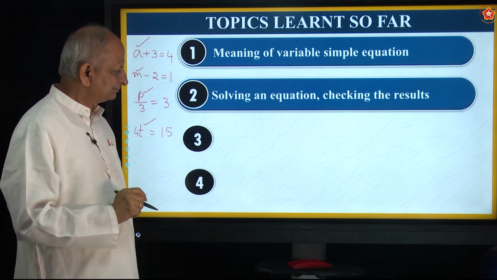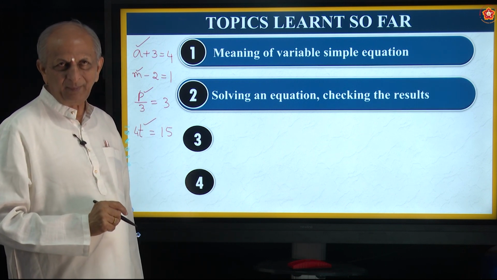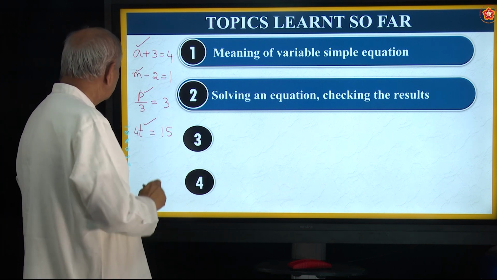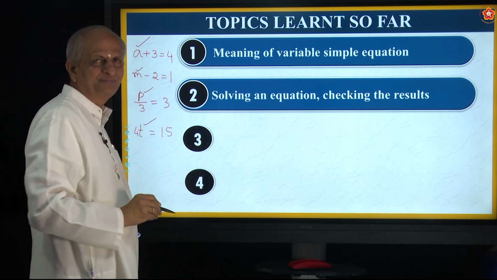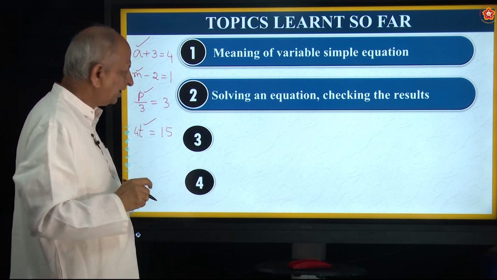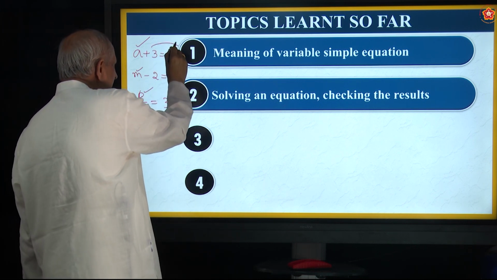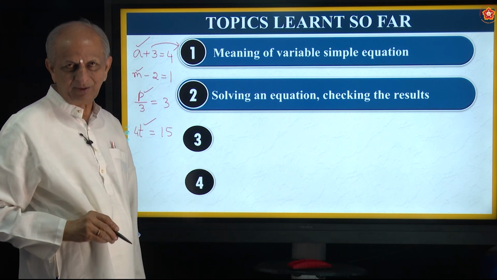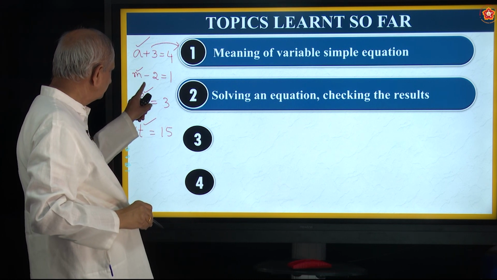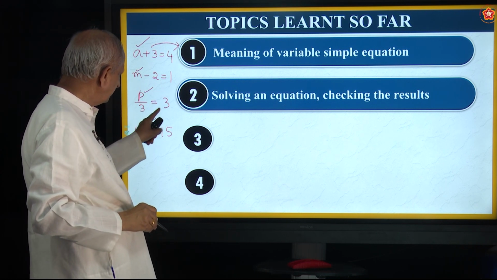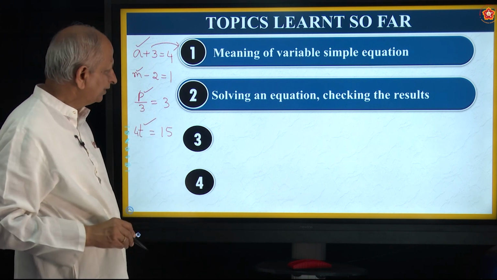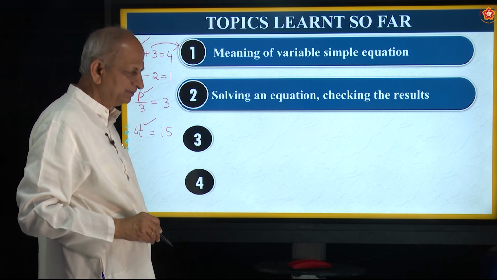So what do you mean by solving an equation? Solving means finding the value of the variable or unknown. So can you guess what is the answer for this? Yes, you are correct. A is equal to 1. How did we get it? Plus 3 brought to the right side becomes minus 3. So A is equal to 1. Here m equal to 3. Here p is equal to 9. t is equal to 15 by 4. So that is what is called solving an equation.